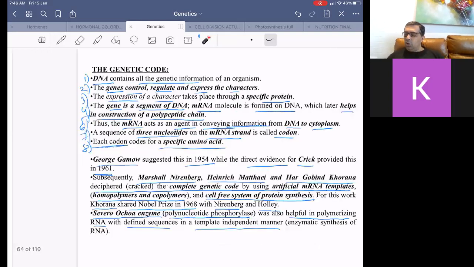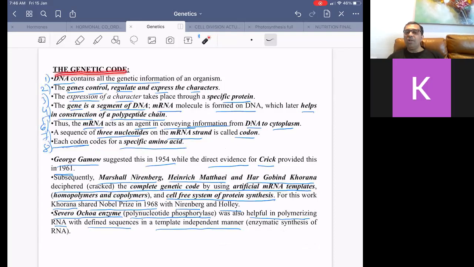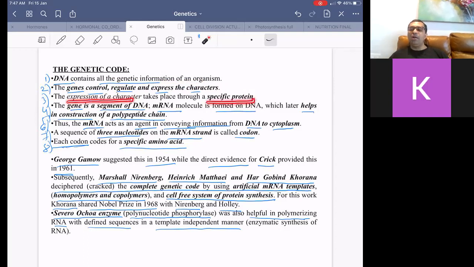Later on, the genetic code was suggested. What do we know about the genetic code? We know all the 8 points. DNA contains all genetic information of the organisms. And it is the genes which control, regulate, and express the characters. A gene found in the DNA will express the character. The expression of a character takes place by formation of a specific protein. Transcription and translation say genes form specific protein.